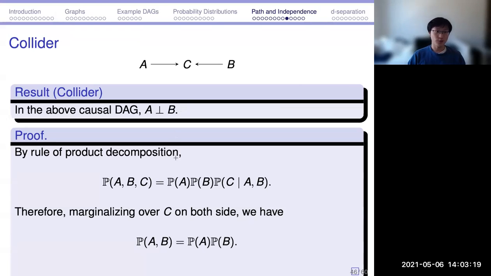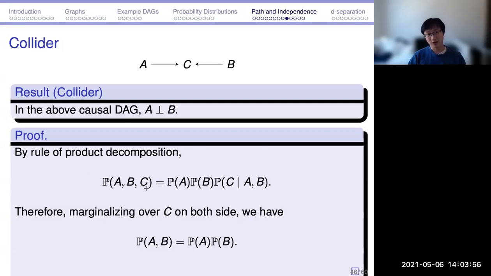Okay, so again, using the rule of products decomposition, we take this as an axiom or an assumption for all the causal DAGs. So we have A, B, and C, the joint distribution equal to, we're starting from a root. Here we have two roots, A and B, both are roots. So we have P of A times P of B. Then the third one is P of C, conditional on the parents of C. The parents of C here are A and B. So we have this relationship.